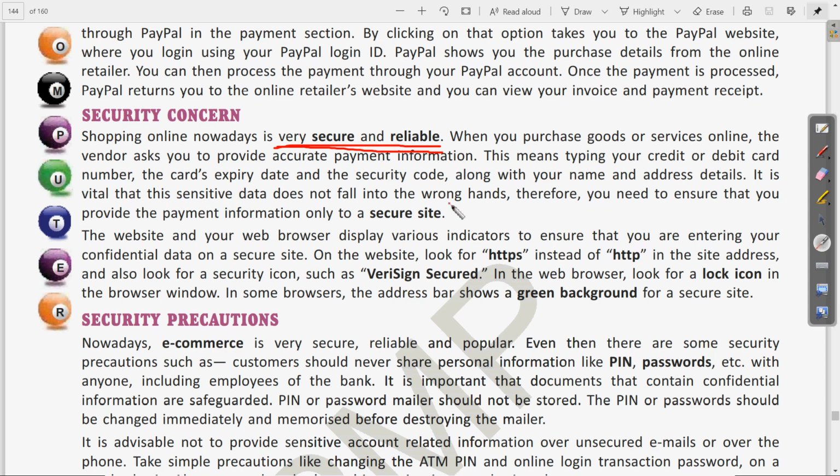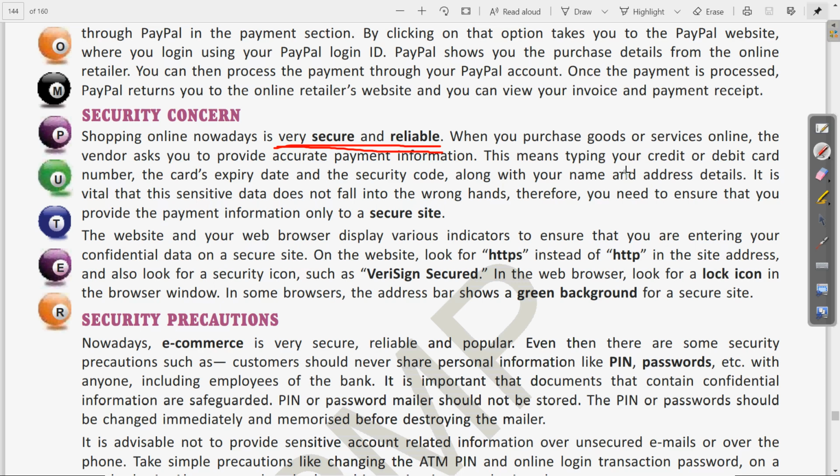So while explaining e-retail, we have seen that during the digital payment, when we have added the product to the shopping cart, while checking out we give these details to the e-retailer by going on the bank website. So this means typing your credit card or debit card number, the card expiry date and the security code along with your name and address details. Clear?